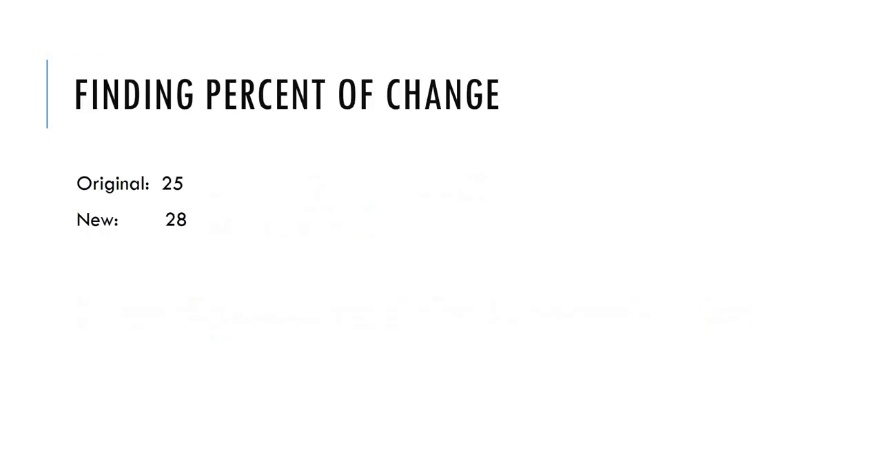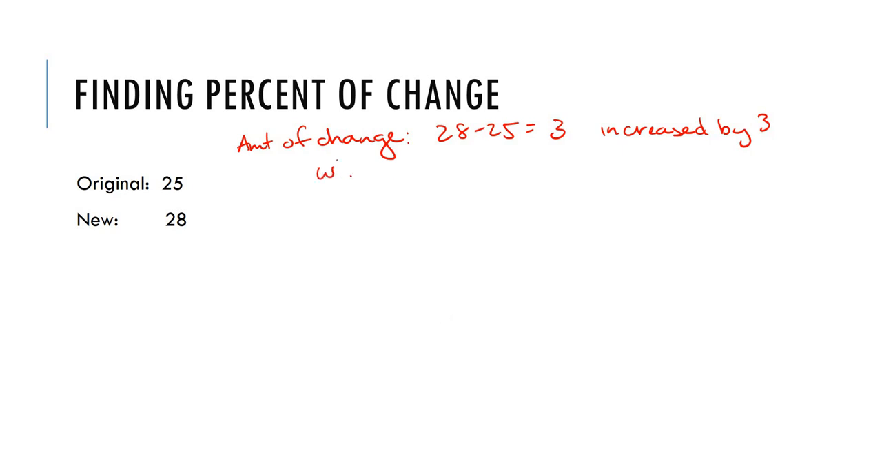Here's the first one. If the original is 25 and the new number is 28, the first thing I want to find is what is the amount of change, not the percent of change, but just the amount of change. So by taking 28 minus 25, I find that we have increased by 3. So this is the amount of change, increased by 3. The question though is what percent of the original, because I want to know how much the original has changed, is 3.